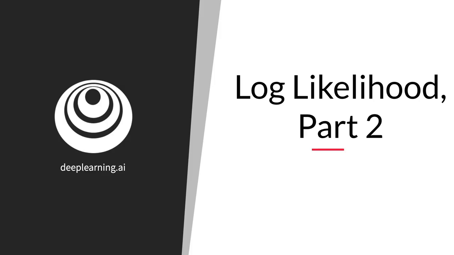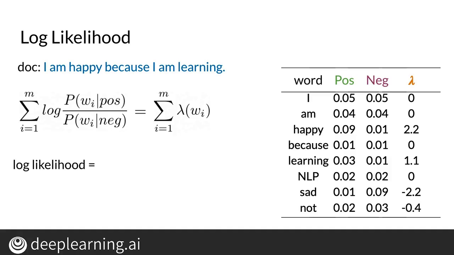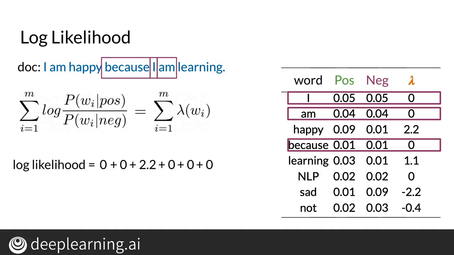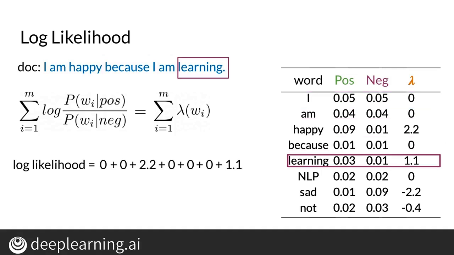We will continue from the previous video and show you how to do inference. Given your Lambda dictionary, the task is pretty straightforward. You have done most of the work to arrive at your log likelihood already. Now you can calculate the log likelihood of the tweet as the sum of the lambdas from each word in the tweet. So for word I, you add 0. For am, you add 0. For word happy, you add 2.2. For words because, I, and am, you add 0. And for word learning, you add 1.1. This sum is 3.3, and this value is higher than 0.